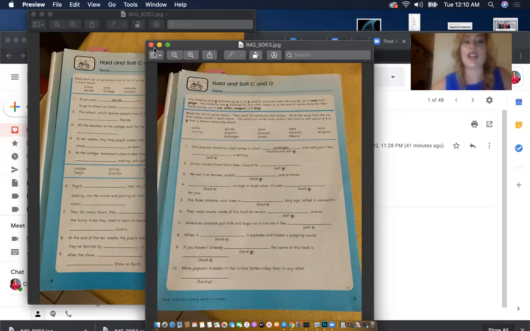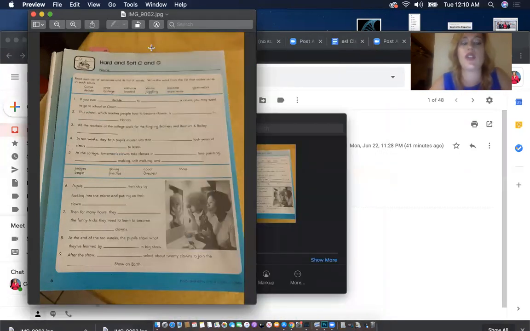And this one has to do with clowns. Pretty much everything that it's talking about has to do with clowns.